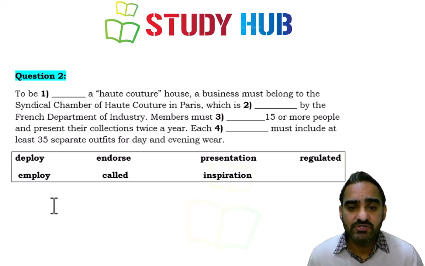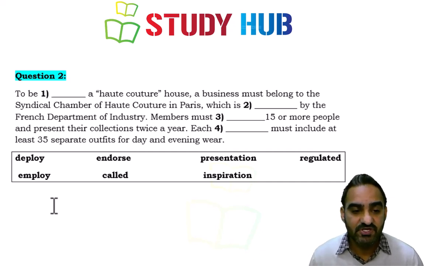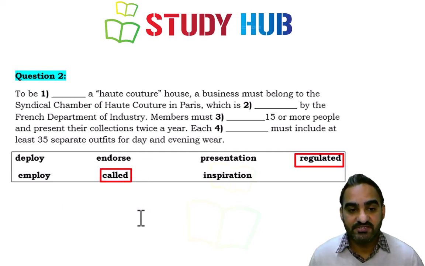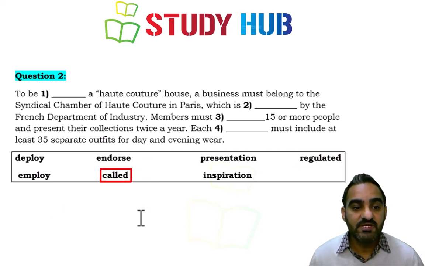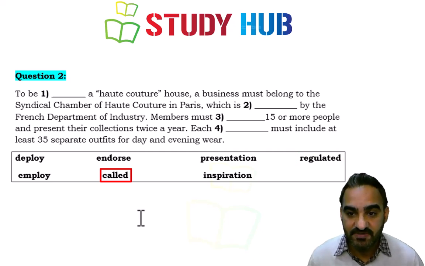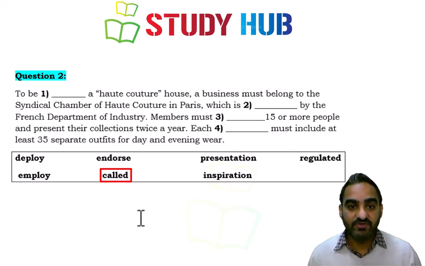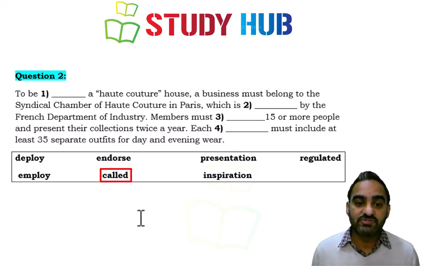To be dash a haute couture house, a business must belong to the syndical chamber of haute couture in Paris. To be, so this is a grammar rule where we normally say to be, third form verb is used, right? To be done, to be known. So we will be looking for a third form verb here. And how many third form verbs we have? Two of them, called and regulated. So in this case, the answer will be to be called a haute couture house, because regulated will not make sense here. Called in that context makes sense. That means to be known as haute couture, a business must belong to the syndical chamber.